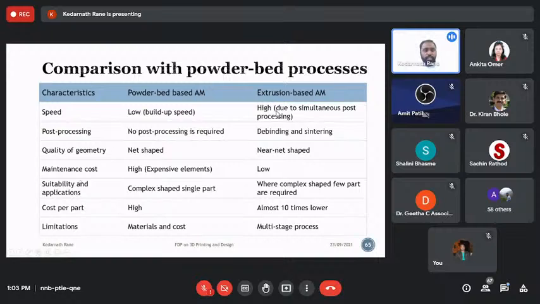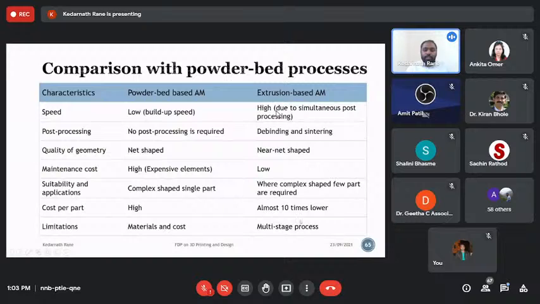maintenance cost, and other costs. The major limitation of the extrusion based process is that it is a multi-stage process, because you have thermal debinding, solvent debinding, and a sintering step, which take place after the 3D printing, right? So that is a major bottleneck. But the parts can be processed in bulk or in batches, which increases the process competitiveness as compared to the other AM processes.